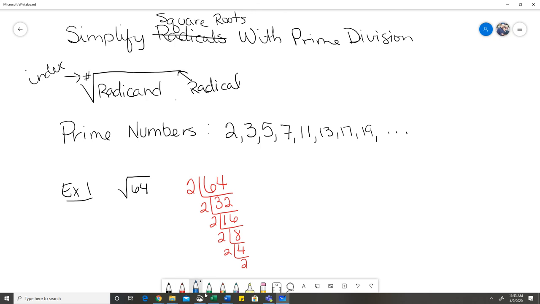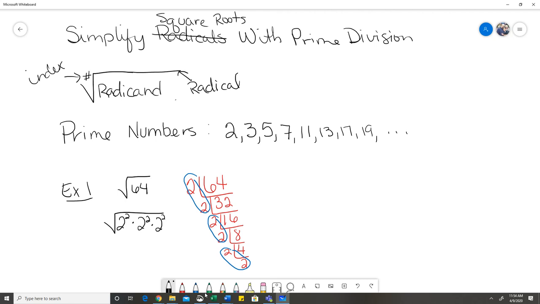All right. Here's what we're looking for. We're looking for pairs of the prime number. Because I'm looking for a square root, I'm looking for a pair. So a pair of twos here. We've got a second pair of twos and a third pair of twos. Each of these pairs represents one two. But I'm going to write it under my radical as 2 squared times 2 squared times 2 squared.